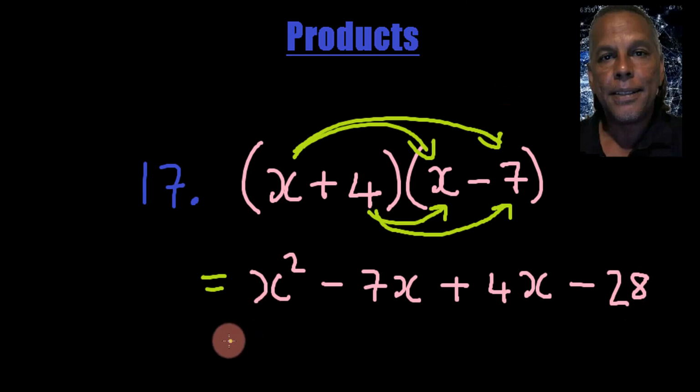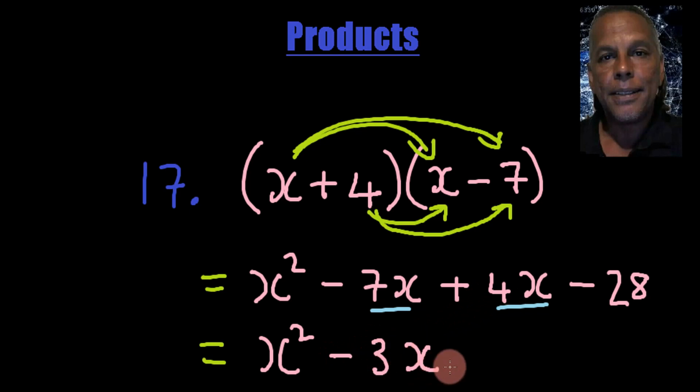So now we can add the like terms. These two are like terms. So we have x squared, then negative 7x plus 4x is negative 3x. And then, of course, we still have the negative 28.